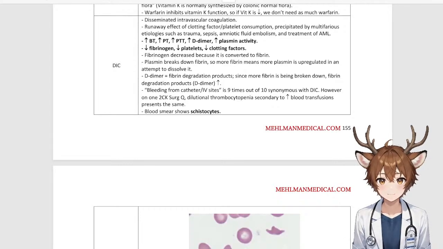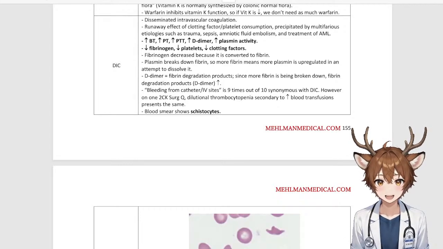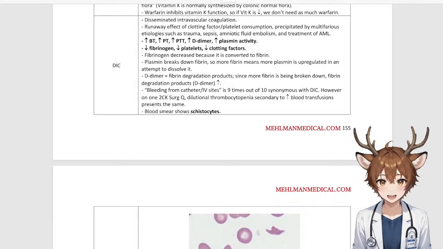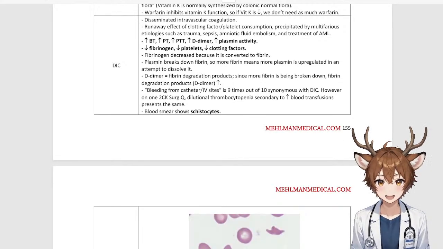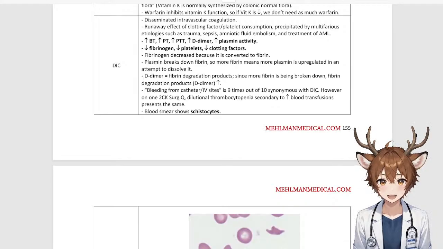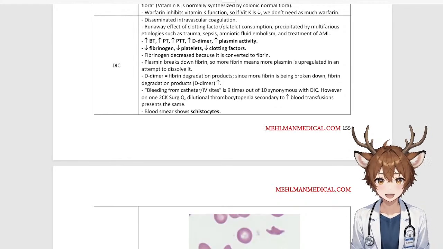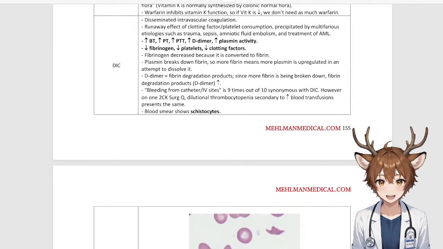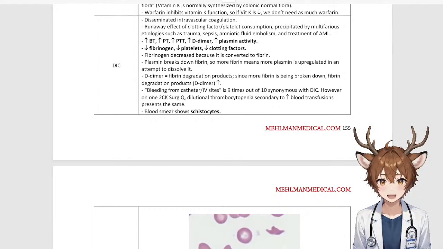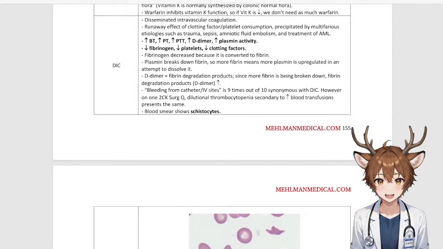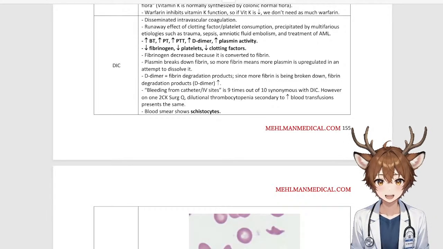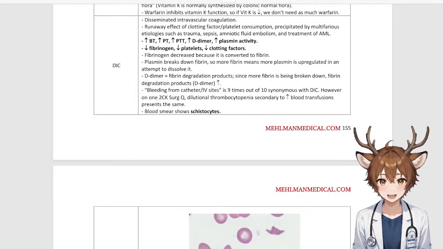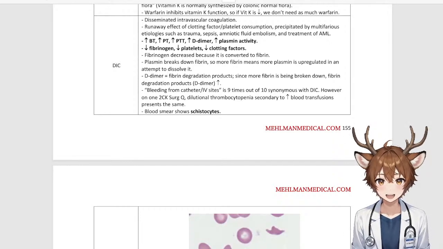DIC, disseminated intravascular coagulation. Runaway effect of clotting factor and platelet consumption precipitated by multifarious etiologies such as trauma, sepsis, amniotic fluid embolism, and treatment of acute myelogenous leukemia. Elevation in bleeding time, elevation in PT, elevation in PTT, elevation in D-dimer, elevation in plasmin activity, decrease in fibrinogen, decrease in platelets, and decrease in clotting factors.